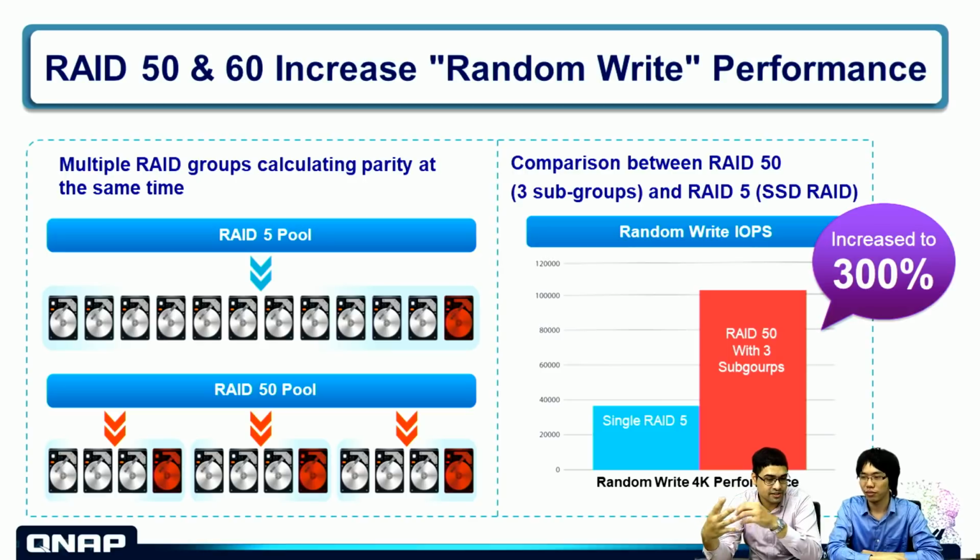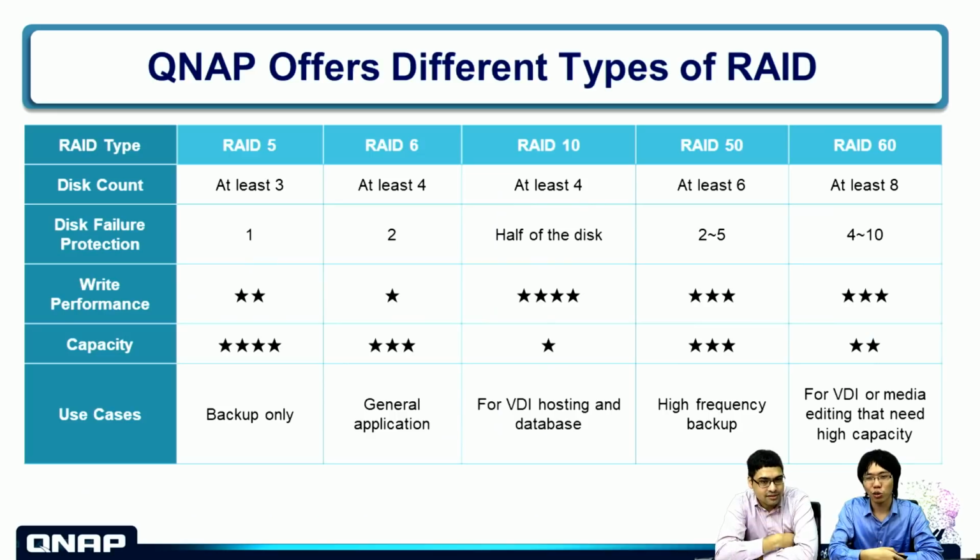So with all these RAID modes available, what kind of mode should I choose? What kind of mode should I recommend to users? Okay. So right now, QNAP provides many different RAID types, and as I previously mentioned, for RAID 5 we generally recommend it only for backup purposes. If your NAS is a general application or file server solution, we recommend you use RAID 6.